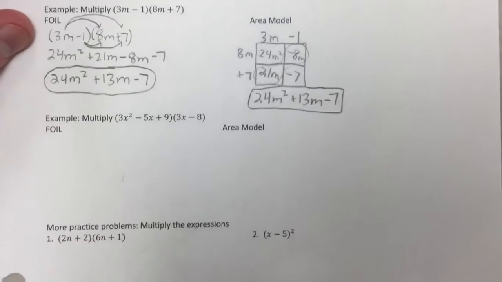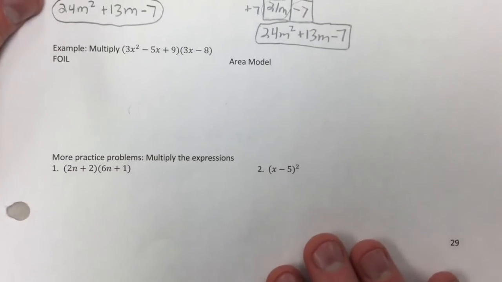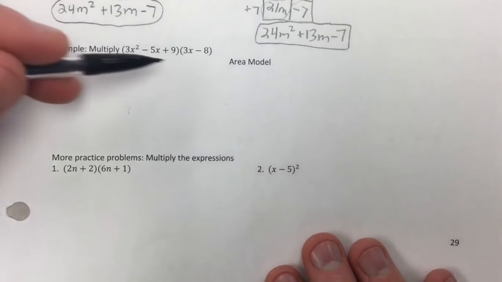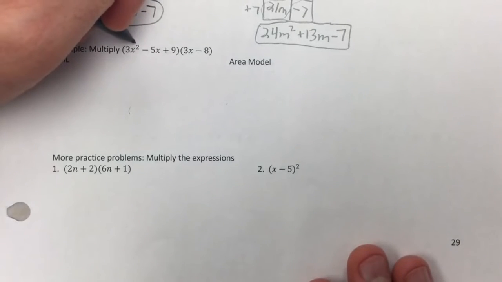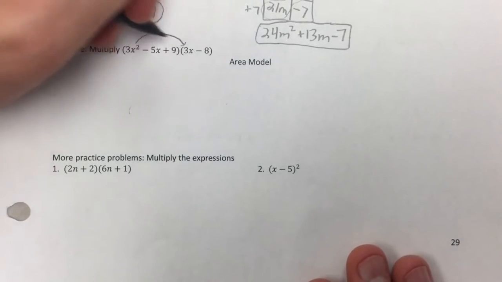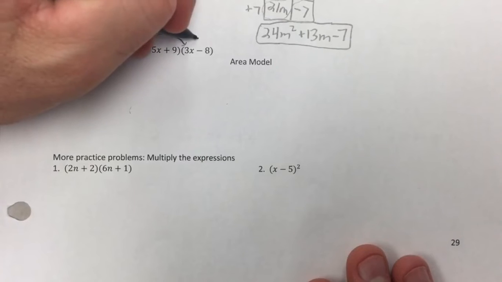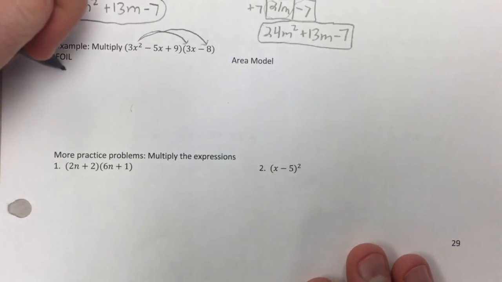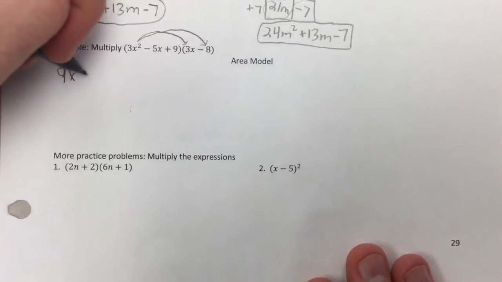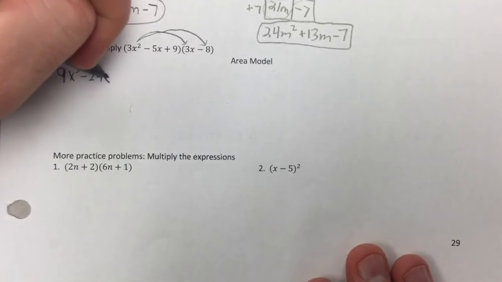As we go to the problem down here, now I have a trinomial times a binomial. So if I were to FOIL, it's not necessarily FOIL anymore, but what I'd have to do is take 3x squared times both my terms here. So I'd have to take 3x squared times 3x is 9x to the third. 3x squared times -8 is -24x squared.